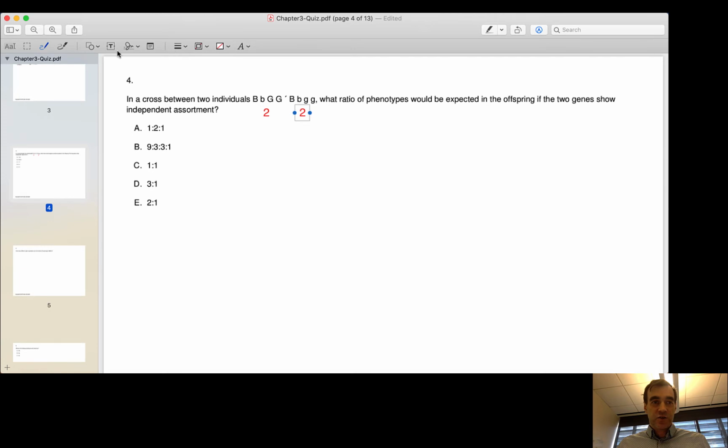The first individual can create a big B, big G, or it can create a little b, big G. The second individual can either produce a big B, little g, or little b, little g. And so here we've just built the beginning of a Punnett square.